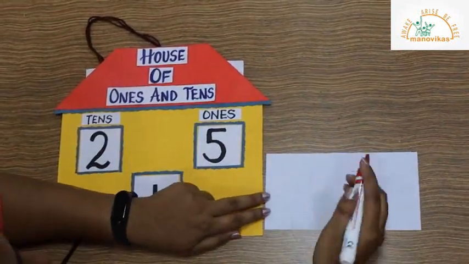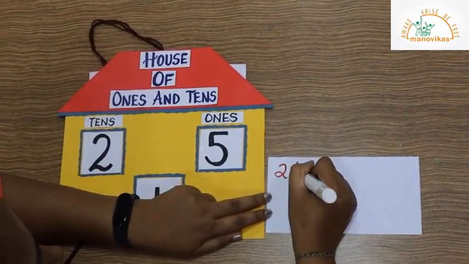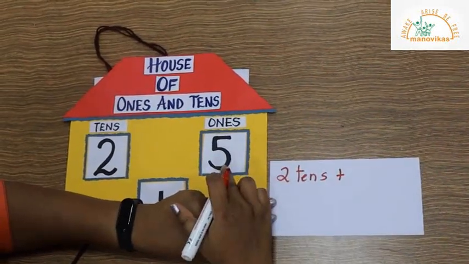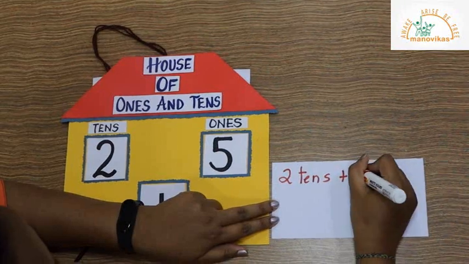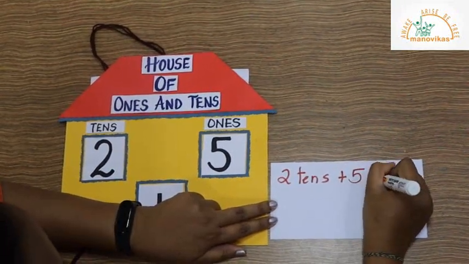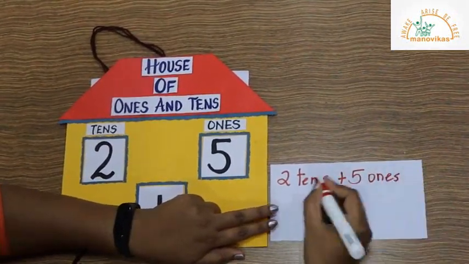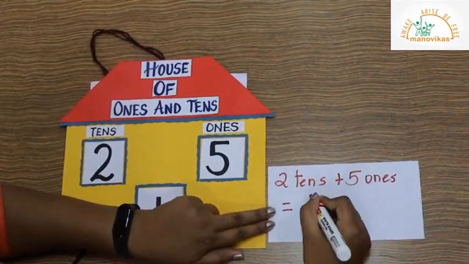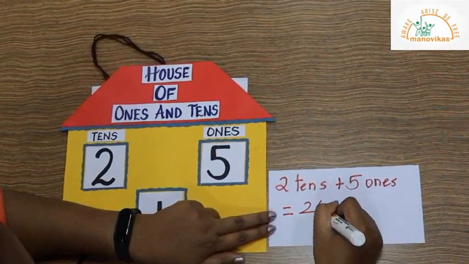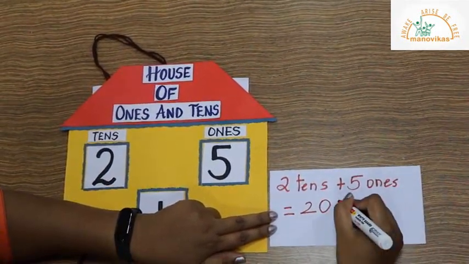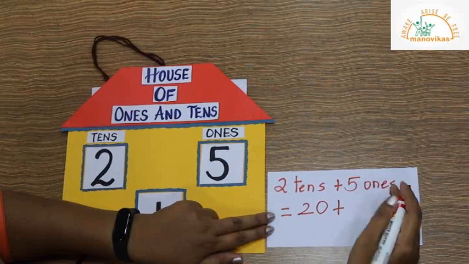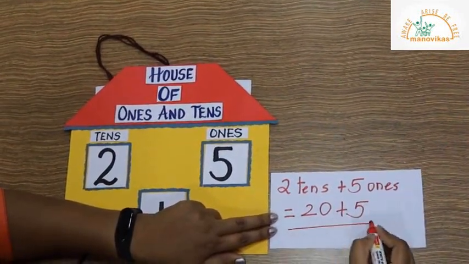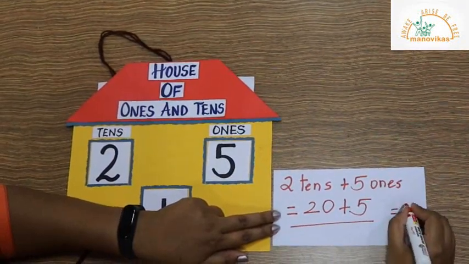Number 2 in tens place, which will give us 2 tens, plus we have number 5 in the ones place, so we will write 5 ones, which can also be written as 2 tens with 10 plus 10, which will give us a number 20, plus 5 ones, which will give us a number 5. So this is the expanded form of the number 25.